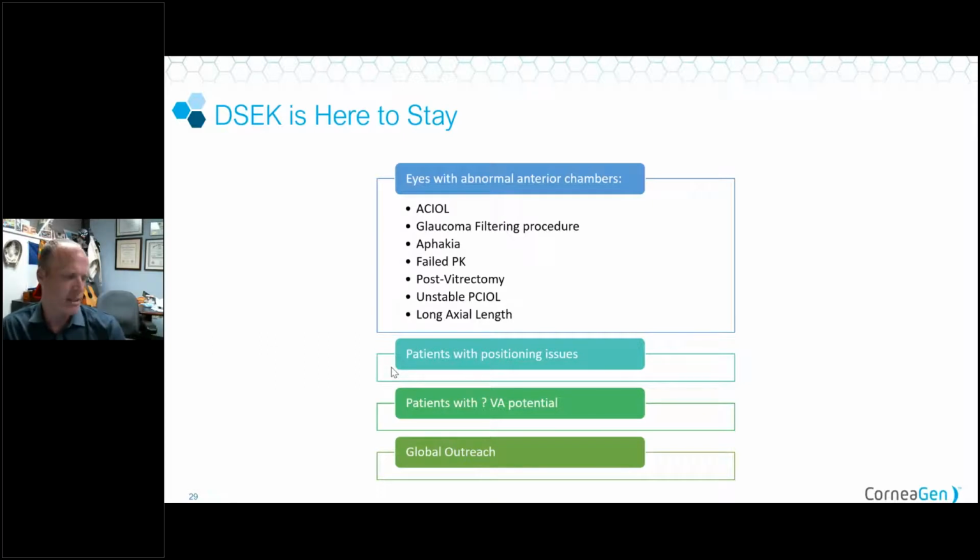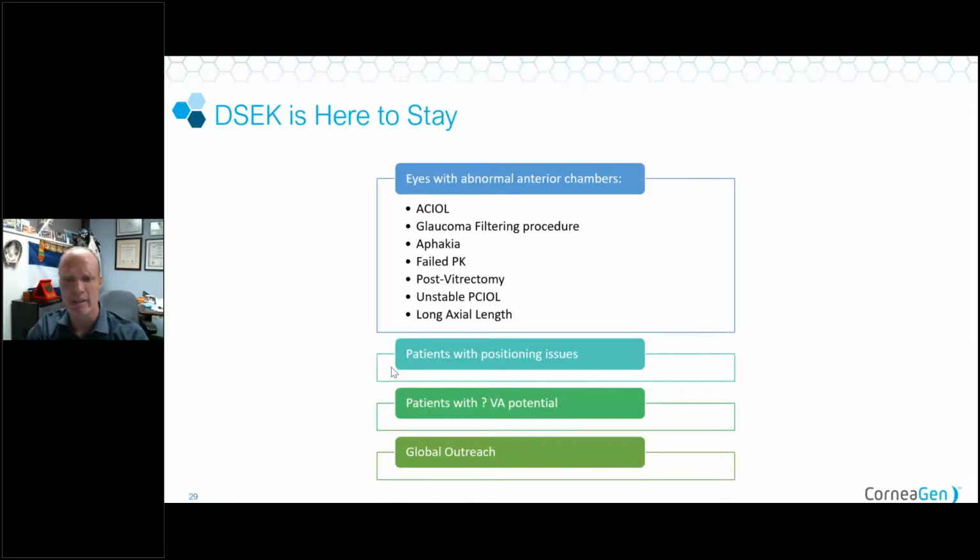when I do a DMEK, and this isn't the same with everybody, I'll put in SF6 gas, 20%, and that gas will stay in their eye for 4 or 5 days, and I'll have them lie on their back with increasing breaks for all or parts of those days. And I only do a day and a half or so with DSEK, and you have patients that can't do that kind of positioning.